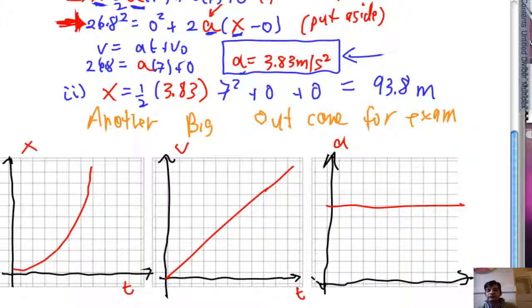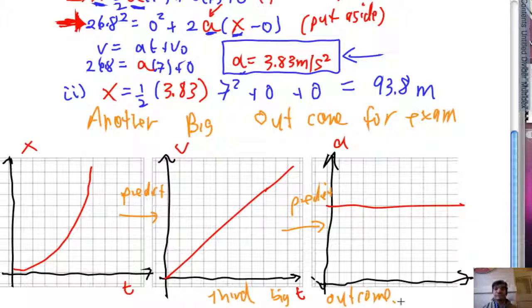So being able to predict, going from here to this graph, or just be able to tell that it looks like this, and same here. Or deduce or predict, whatever word you want to use. If you know this graph, tell me what this is, and tell me what that is. That's your third big outcome. So far, those are the three big things that you should know how to do for the exam.